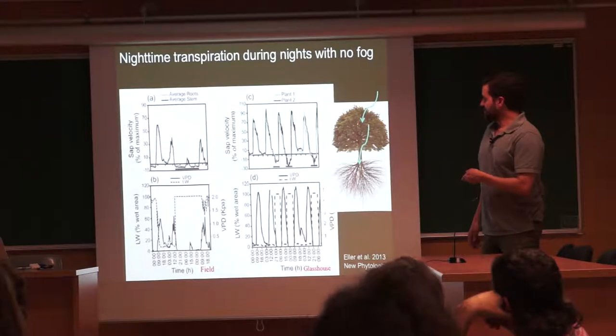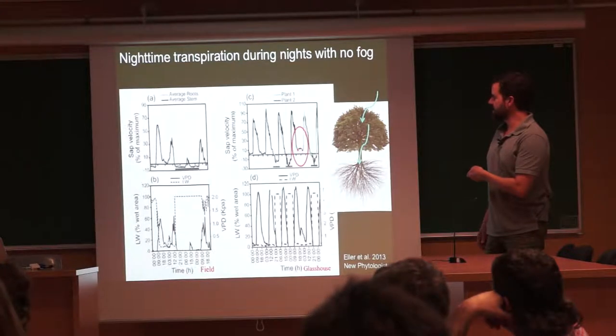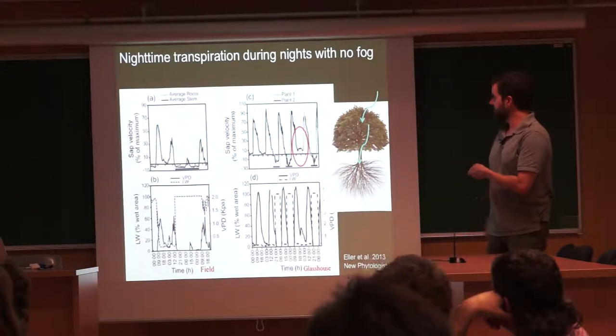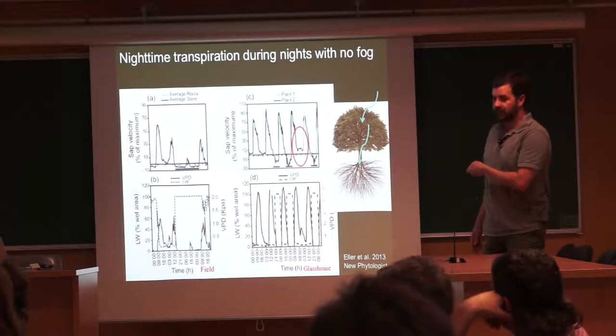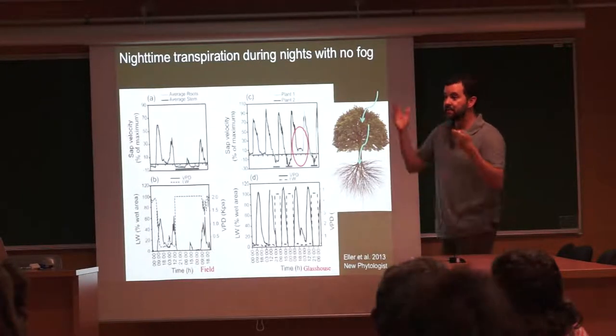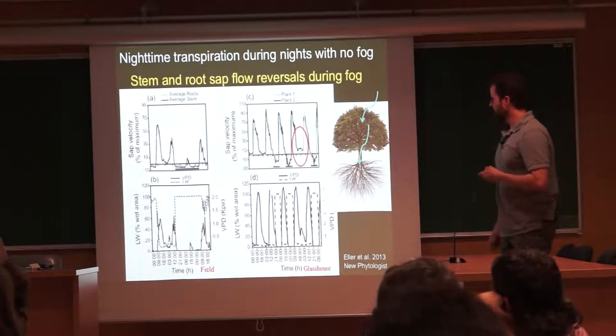So let's see, the first thing I want to highlight is that under the glasshouse, you can see this is representing the night. And you can see here, this is just evidence that these plants do transpire at night. So this is called nighttime transpiration. And this was a period without fog. Okay, so when there is no fog, this species is actually losing water. Okay, this is the first thing that I want to point out here.